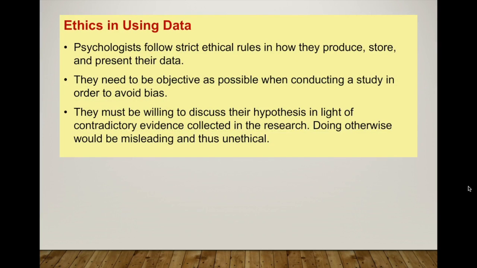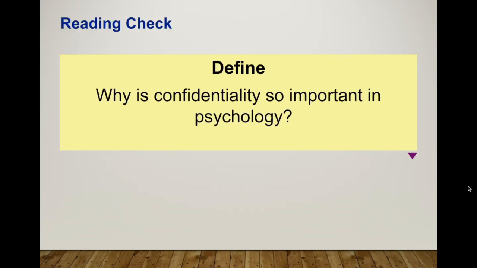Psychologists follow strict ethical rules in how they produce, store, and present their data. They need to be as objective as possible when conducting a study in order to avoid bias. They must be willing to discuss their hypotheses in light of contradictory evidence collected in the research. Doing otherwise would be misleading and thus unethical. Why is confidentiality so important in psychology?